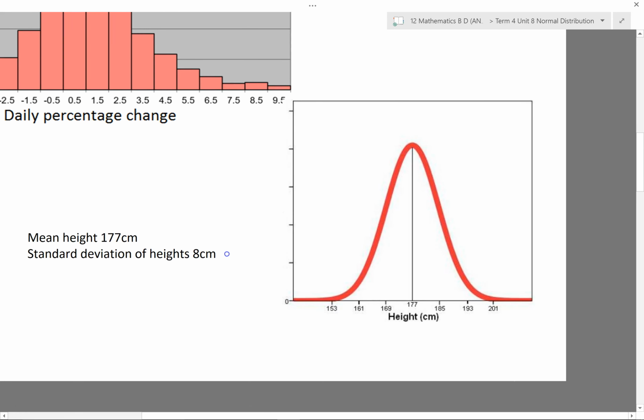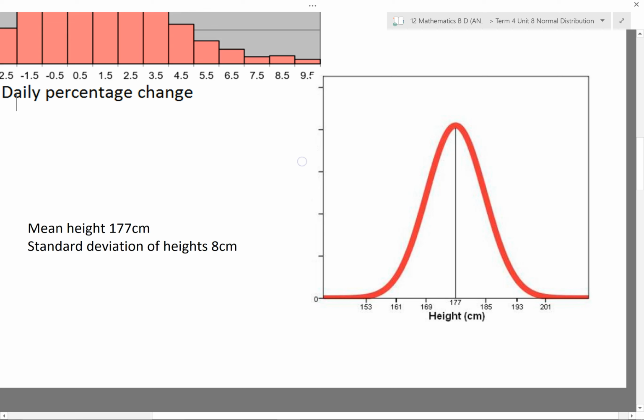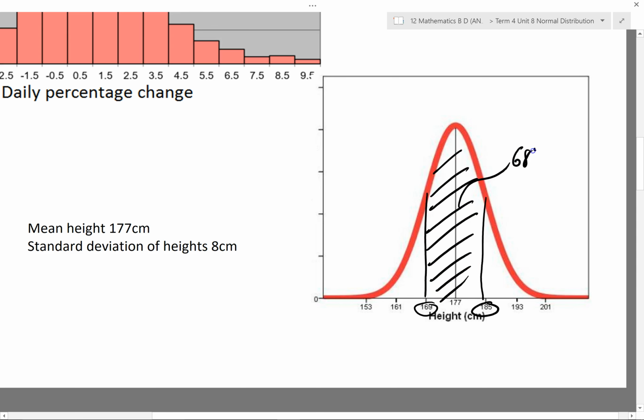This final one is the one we'll use for most of our examples. It could be the height of our maths class, with a mean height of 177 centimeters and a standard deviation of heights of 8 centimeters. These two scores, 169 is 1 standard deviation below, 185 is 1 standard deviation above. I know that this area is going to be 68%. Once I do the integral, I'll get 68%.